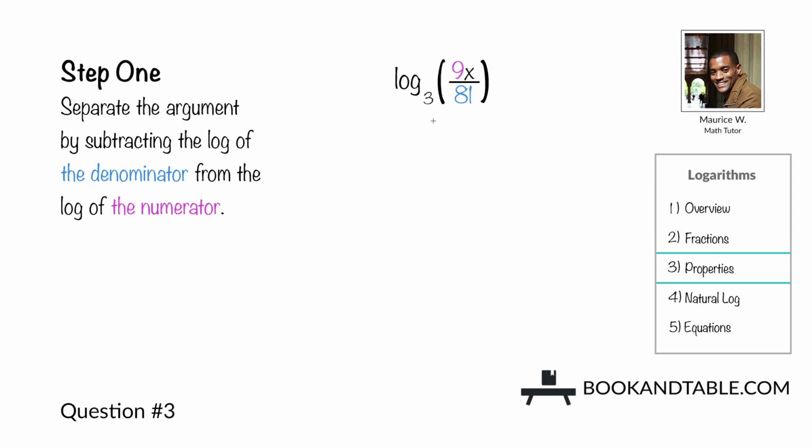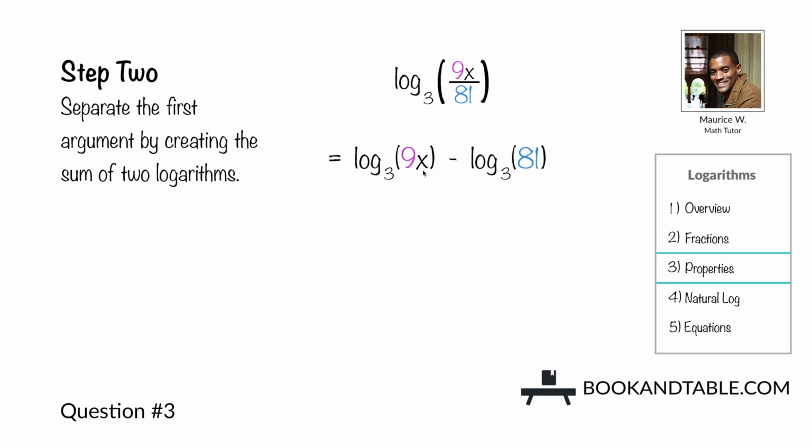We're given the log of base 3 of 9x divided by 81. Step 1, separate the argument by subtracting the log of the denominator, 81, from the log of the numerator, 9x, leaving us with the log of base 3 of 9x minus the log of base 3 of 81. This argument here, 9x, we are multiplying 9 times x, so we can use the product rule to separate this argument. So we want to take the log of base 3 of 9x and separate it into two logarithms.